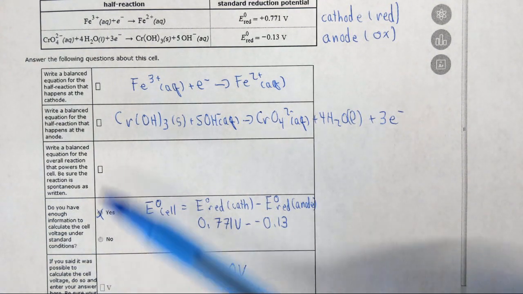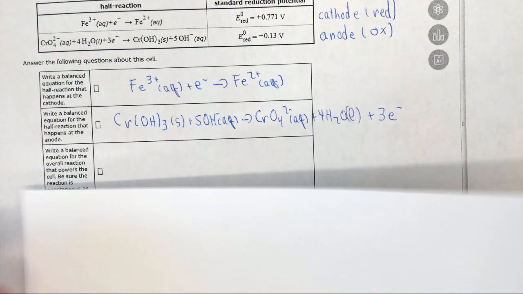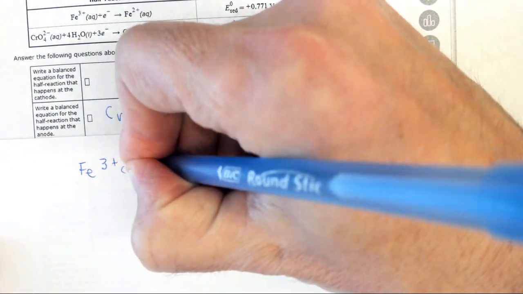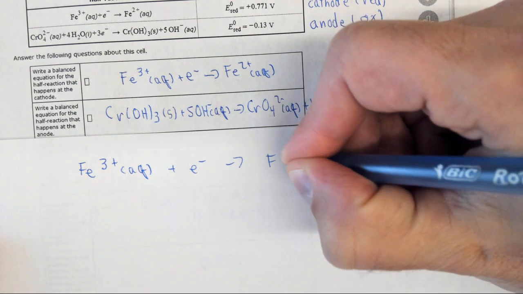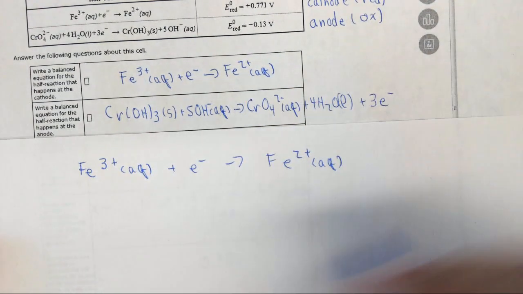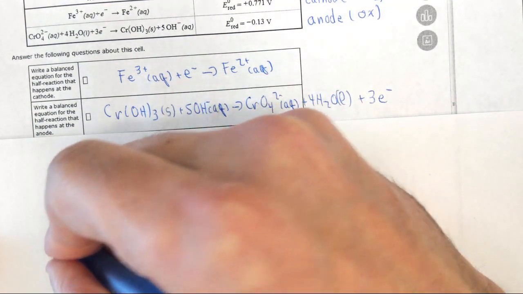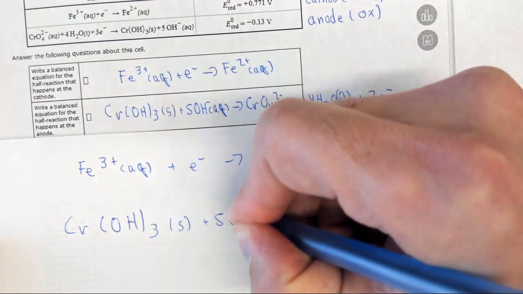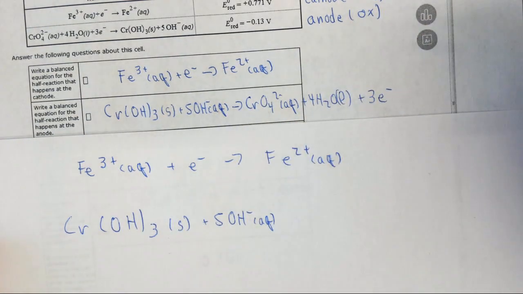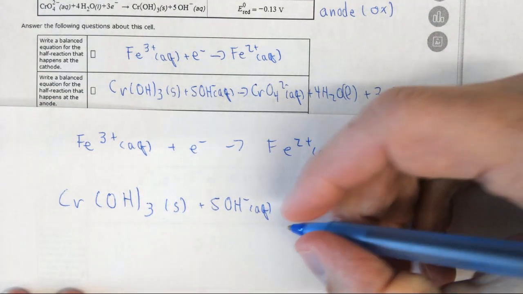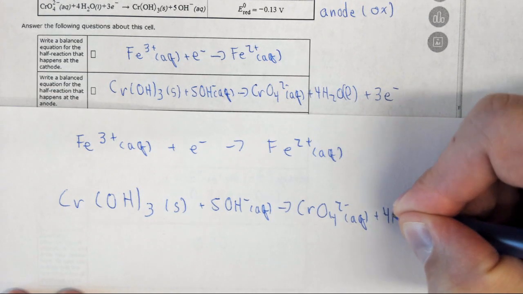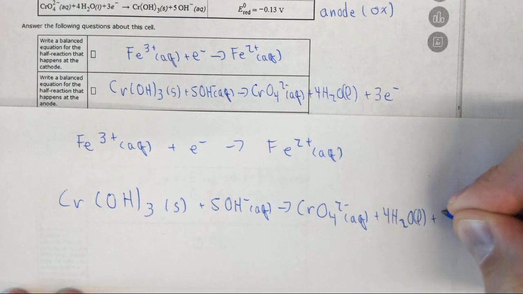What we ultimately want to find is the overall balanced chemical equation. Just like before in previous problems on this playlist, we need to add these things together. So we have Fe3+ aqueous plus an electron yields Fe2+ aqueous, and this is our reduction. And then for oxidation, we have Cr(OH)3 solid plus 5 OH- aqueous yields CrO4 2- aqueous plus 4 waters, which is a liquid, plus 3 electrons.